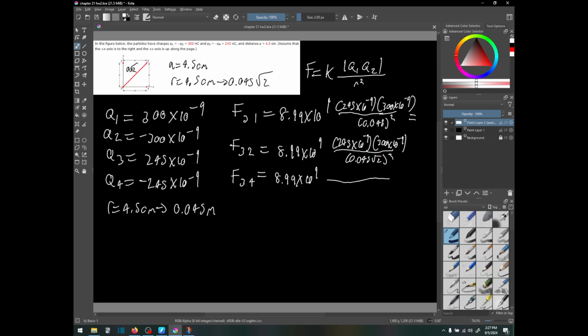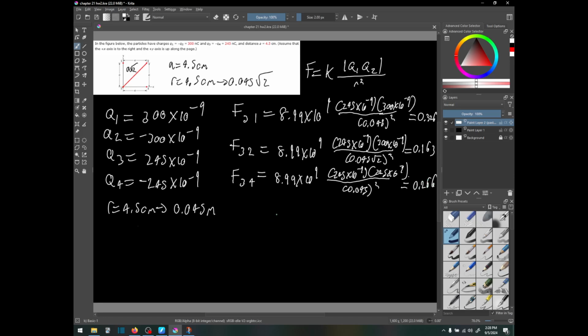And then 3, 4 is going to be 245 times 10 to the negative 9 times 245 times 10 to the negative 9, over 0.045 squared. We are going to get 0.36326 for the first force. Here we get 0.163, and we get 0.266.